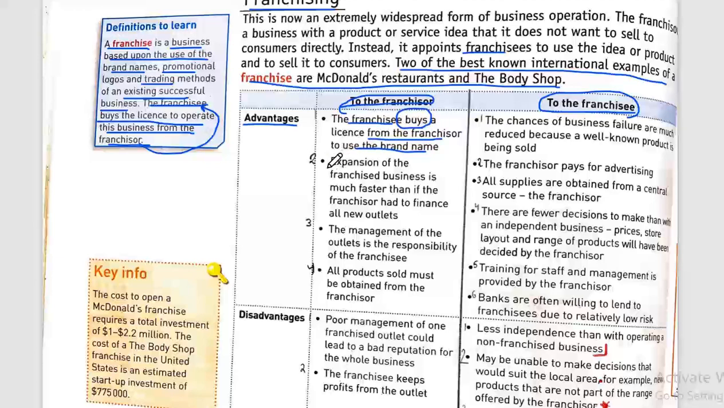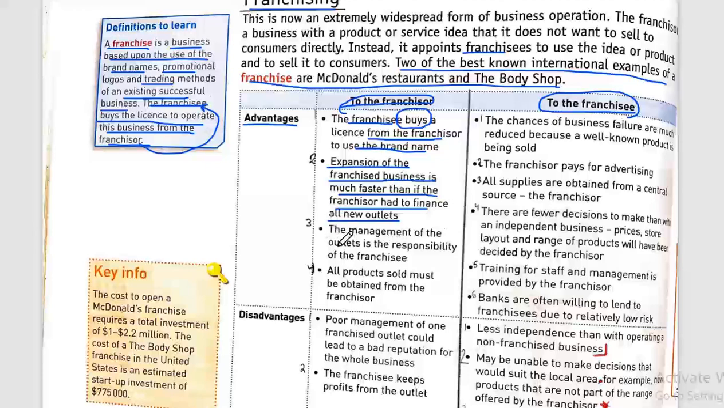Number two, if I let someone else use my products and services in other countries, it will allow the expansion of the franchise business to be much faster than if the franchisor had to finance all the outlets. So it's going to help me as a franchisor for the expansion part, and it's going to be much faster than if I do it myself. I will hand it out to someone else to do it.